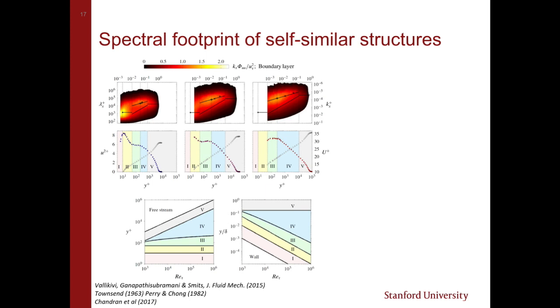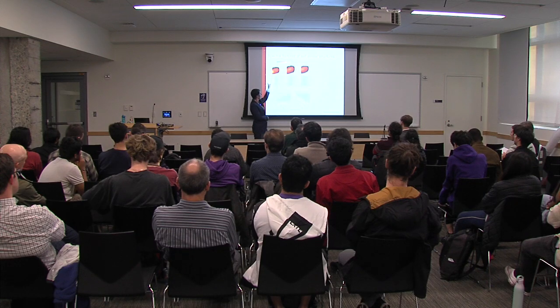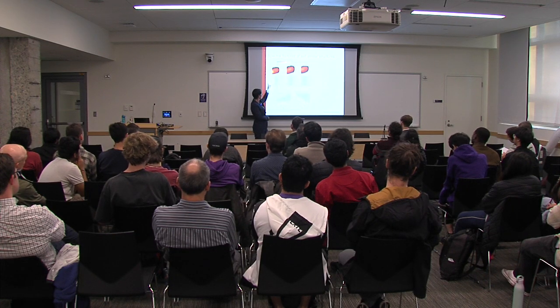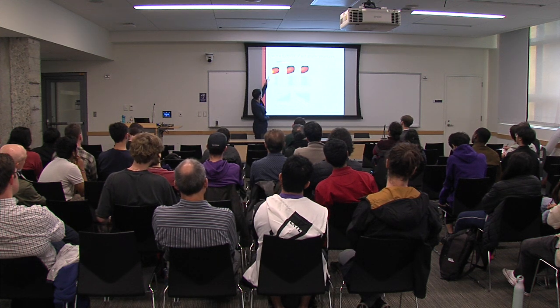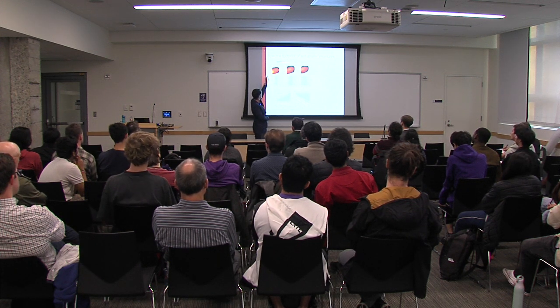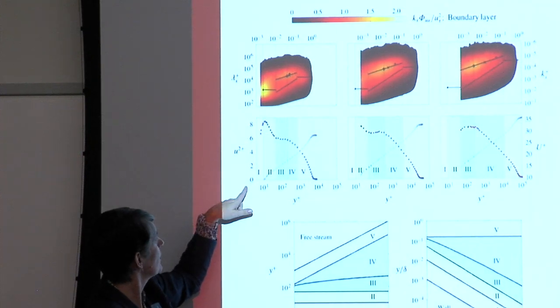Okay, so now let's talk a little bit more about the spatial footprint of self-similar structures. So this is from Vallikivi et al. And I'm going to introduce a slightly different definition for the mean velocity. So these plots are actually for a boundary layer, for increasing Reynolds number, going from left to right. The open symbols go to the right-hand axes, and those are the mean velocity. The filled symbols go to the left, and that's the streamwise variance. And up here you have the spectra associated with the streamwise velocity, power spectra associated with this distance from the wall.